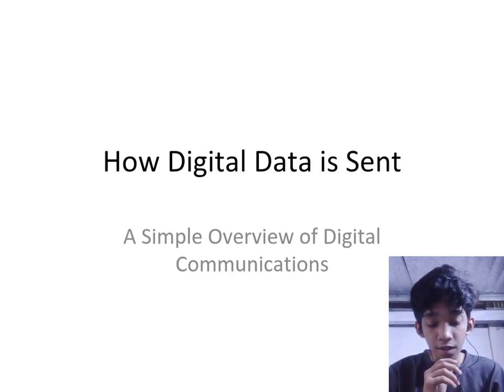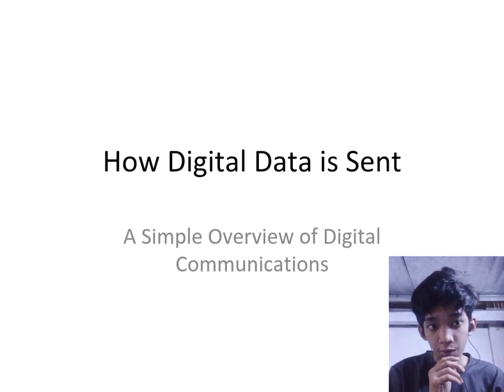Every time we call, text, or watch videos online, digital data is being transmitted. But have you ever wondered how those ones and zeros actually travel through wire, light, or even air? In digital communication, there are several steps involved to make sure data is sent correctly and efficiently. In this discussion, we'll go through the main blocks of a digital communication system and see how everything works together.